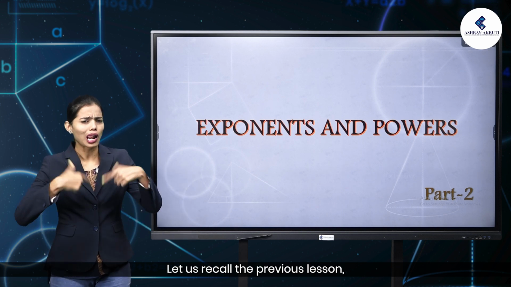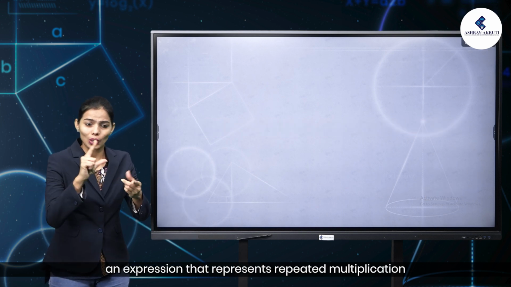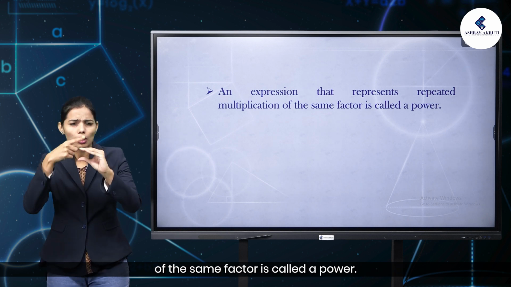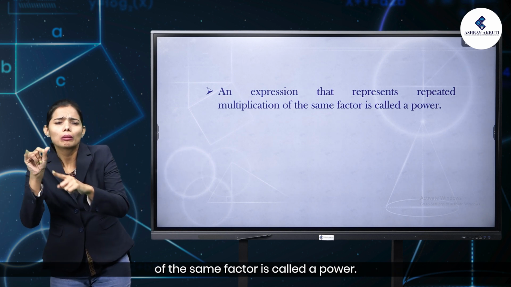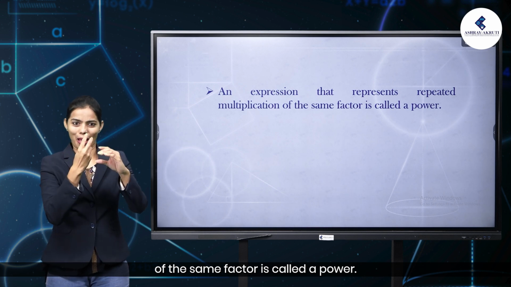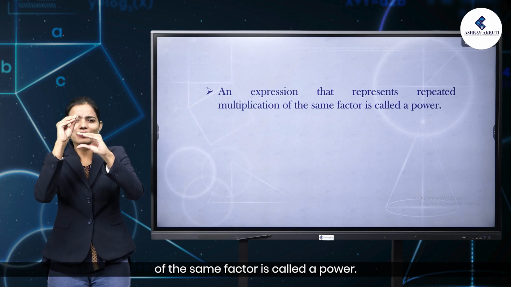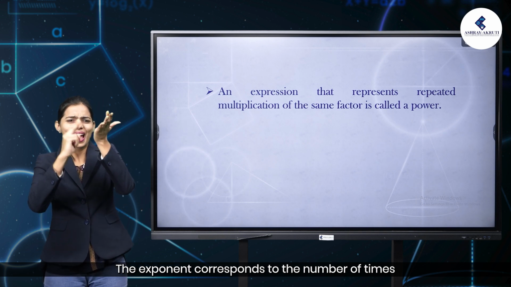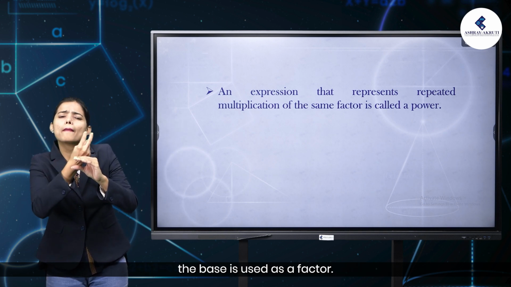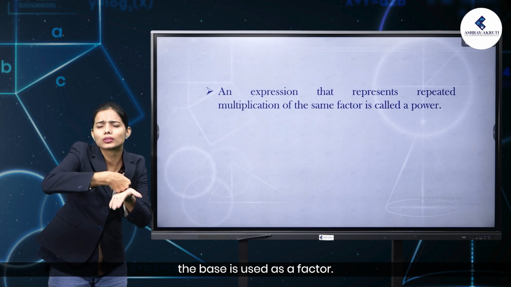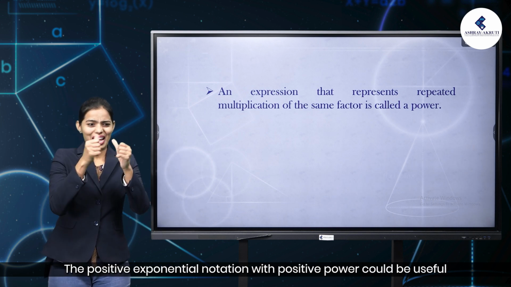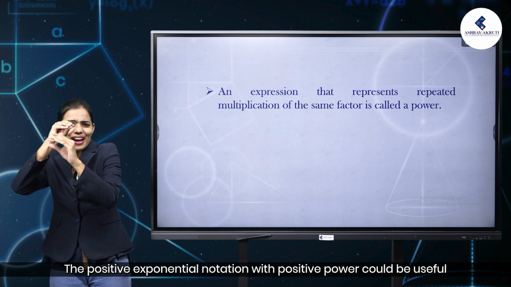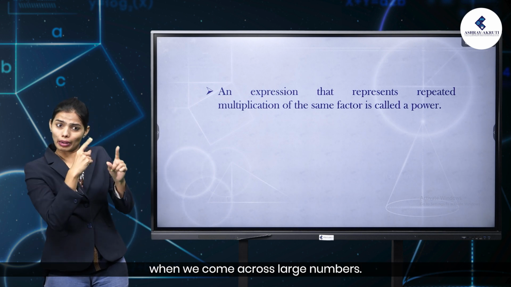Let's recall the previous lesson. An expression that represents repeated multiplication of the same factor is called a power. The exponent corresponds to the number of times the base is used as a factor. The positive exponential notation with positive power could be useful when we come across large numbers.